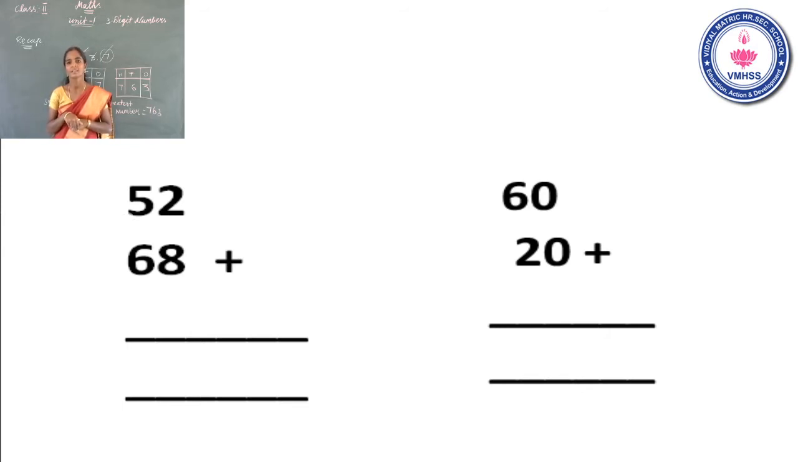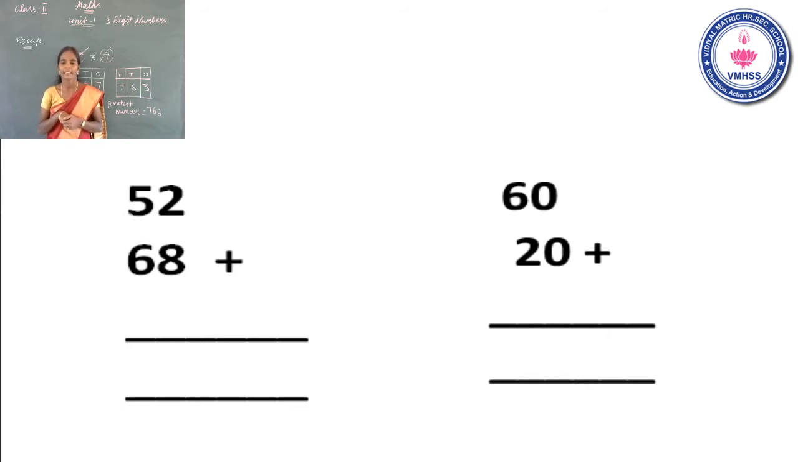Children, sometimes we need to find answers quickly. So we use a simple strategy. The simple strategy is estimation. Estimation means guessing. It does not give us the exact answer, but it definitely helps us calculate quickly.